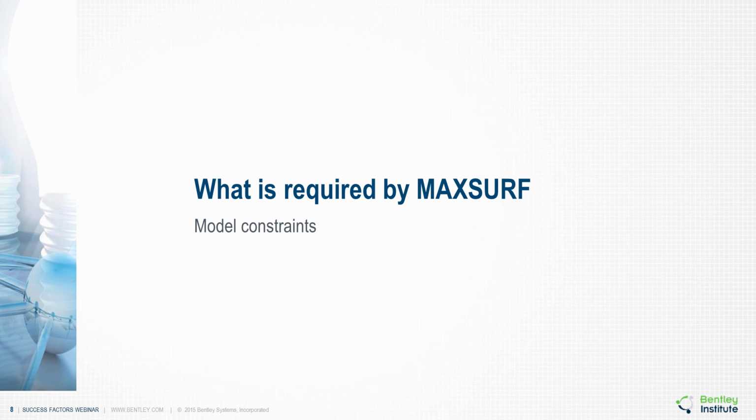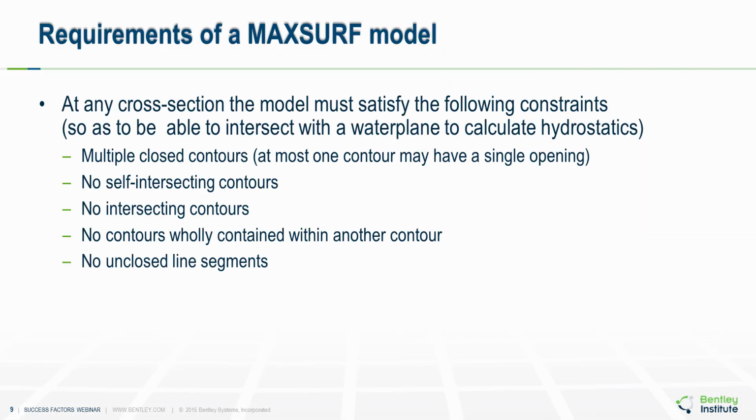What is required by MAXSURF? I've included this section as a reminder of what is required if we want to generate a model that can be successfully used in the MAXSURF system for analysis. These constraints are the same irrespective of whether we are modelling an existing vessel or creating a new vessel from scratch. The principal requirement is that at any cross-section the model must satisfy the following constraints, and this is so as to be able to intersect with the water plane to calculate the section hydrostatics.